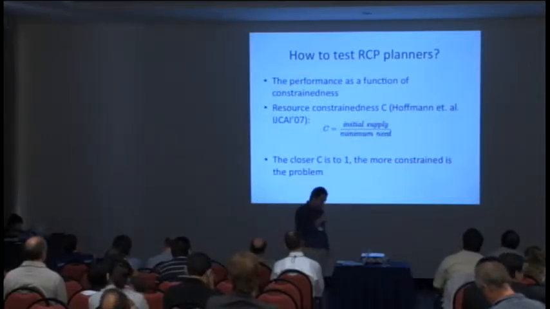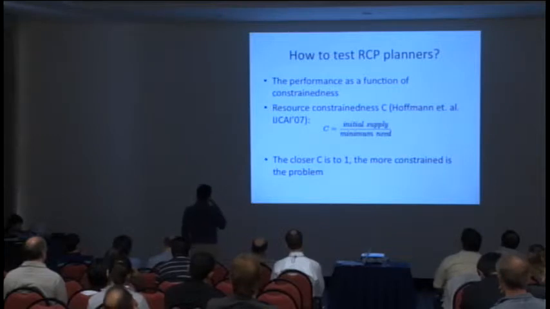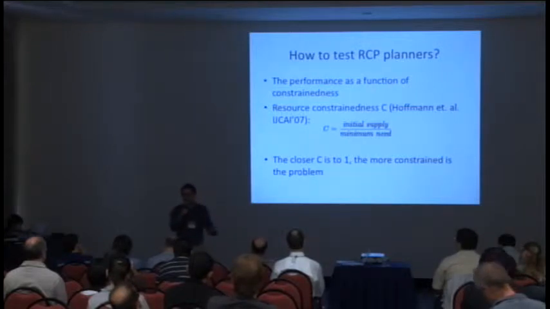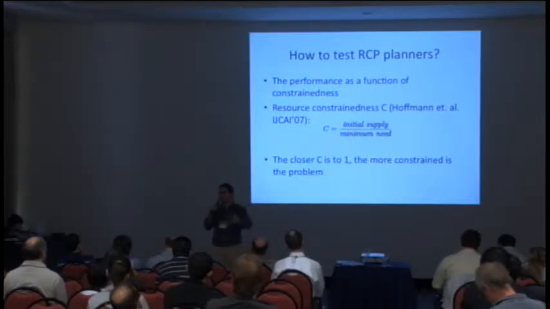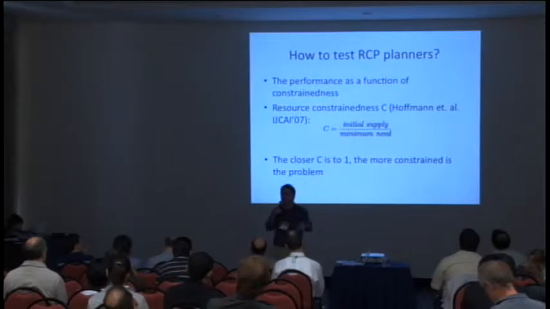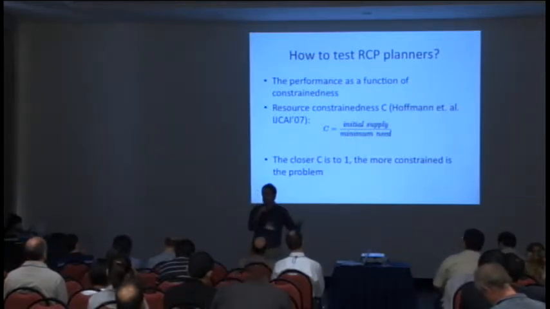So Jörg Hoffmann and his co-authors in ICAPS 2007 introduced this notion of C-value, which is the initial supply of the resource available divided by the minimum amount required to solve the task. So basically, if the task is solvable, this C value is larger than or equal to 1. And if the C is closer to 1, the problem is more constrained. So this is a very good idea, because you can measure these C values for your problems, and then you can see the performance of your planner as a function of the C value.